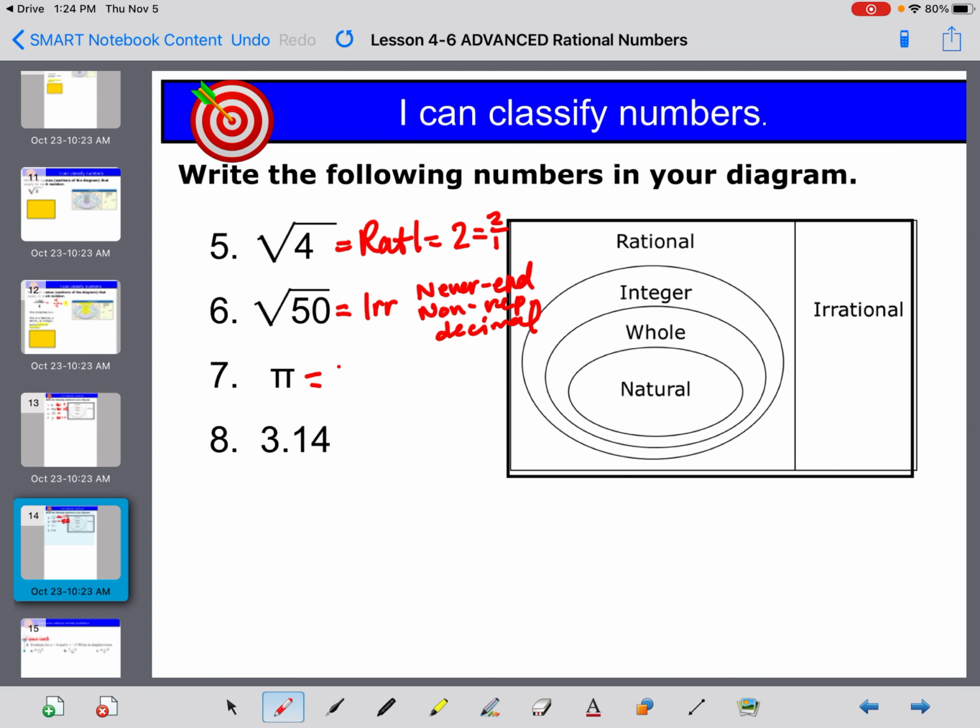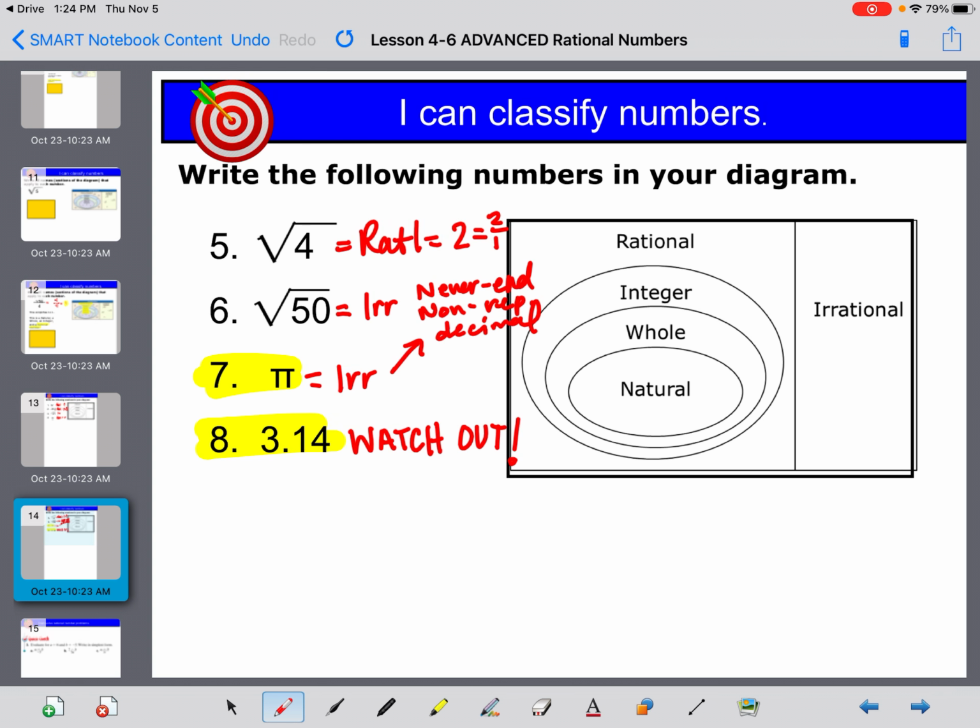Then there's pi. Pi is also irrational because it makes a never-ending, non-repeating decimal. This last one is the trickiest. Everybody remembers pi as being 3.14. And I am telling you, put a star by this one and write watch out, because this is an approximation of pi. This one is not actually pi.